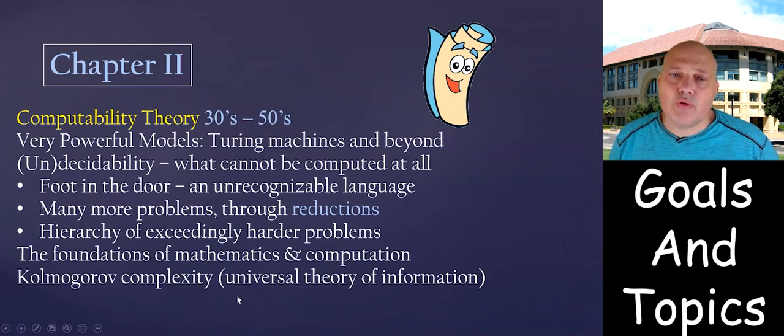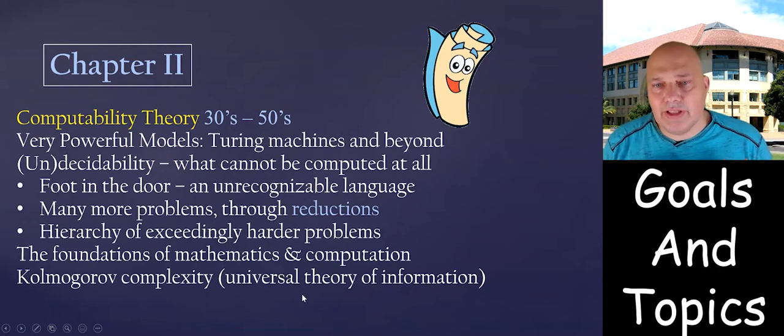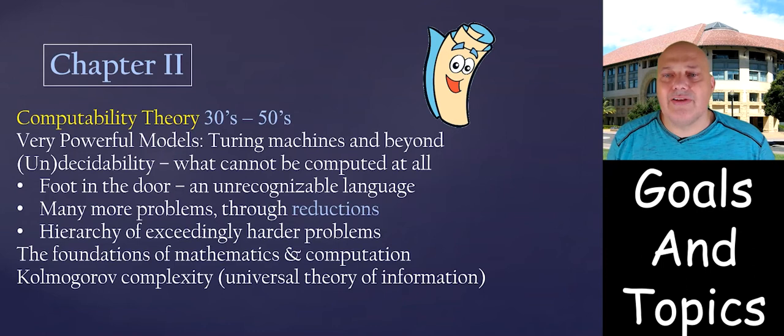And we'll talk about Kolmogorov complexity, which will be a kind of universal theory of information, in a similar way to the fact that Turing machines are a kind of universal theory of computation.